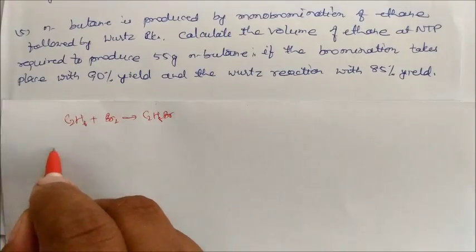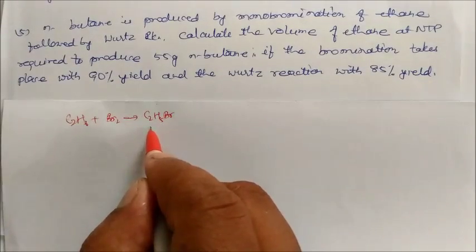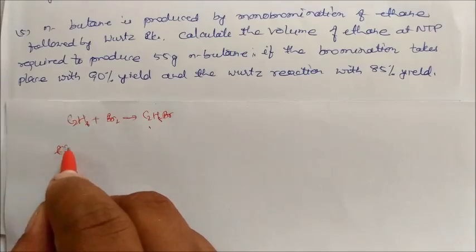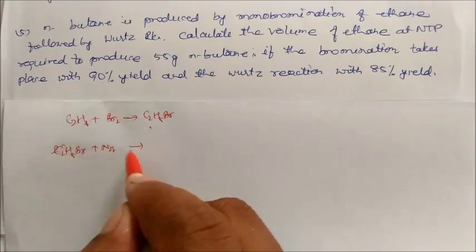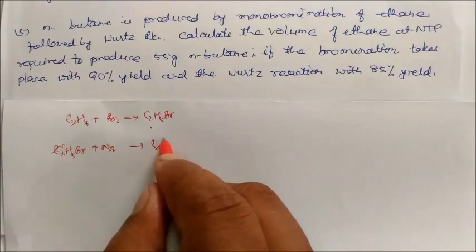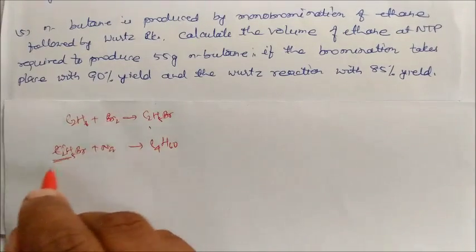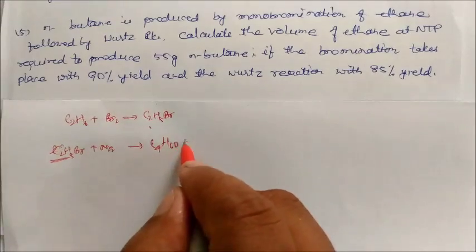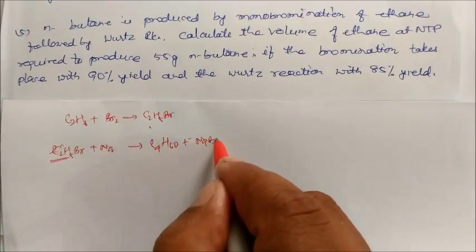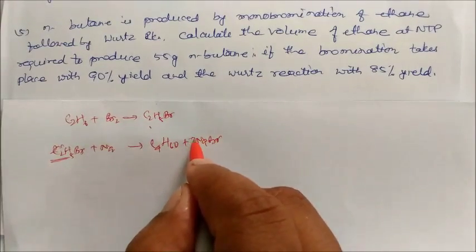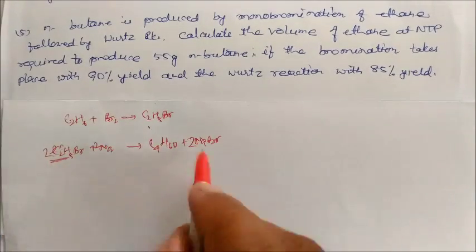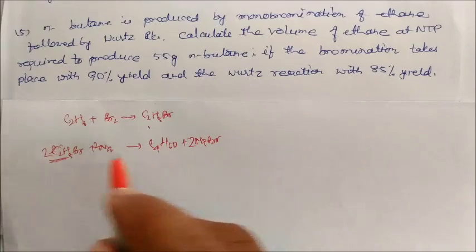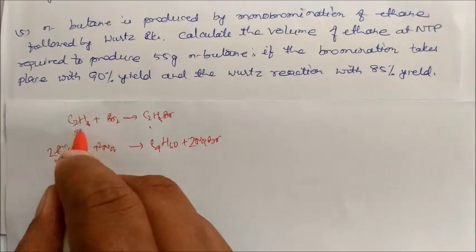Next, this will undergo Wurtz reaction with sodium, so we can write C2H5Br plus sodium, and this will give you C4H10. It will double, and here will be NaBr. So balance it: 2, 2, and 2. So it is a balanced equation. Now we can see, this is your molar mass 30 gram.